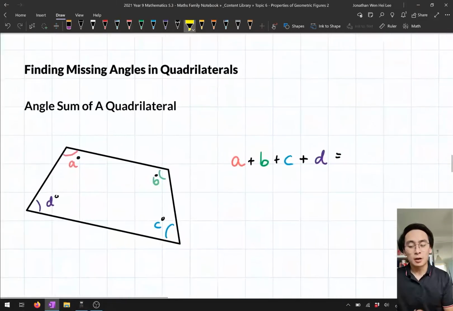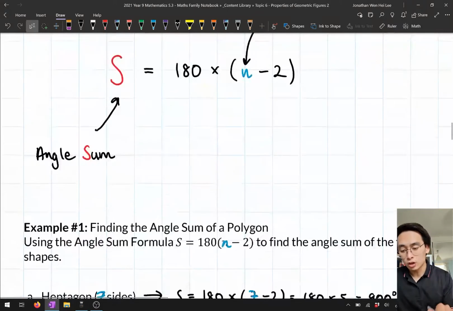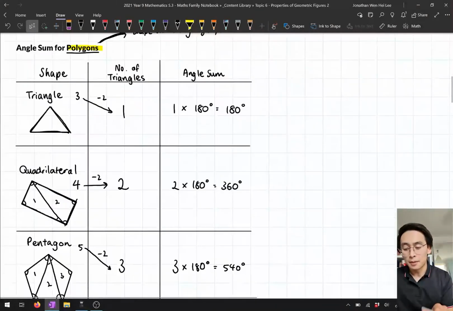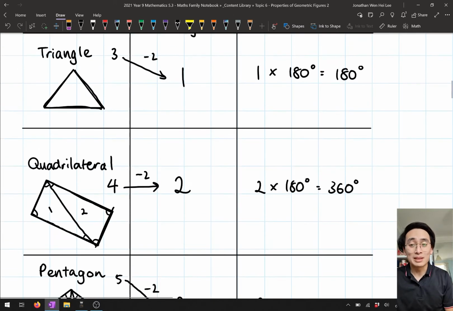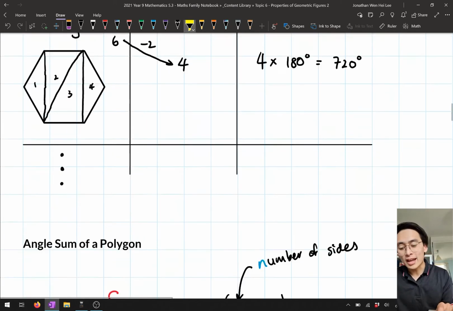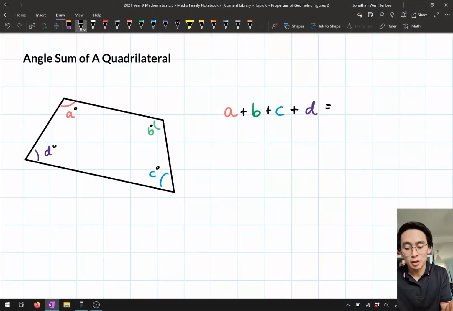Now here, missing angles in quadrilaterals, the angle sum of a quadrilateral. Earlier in this lesson, we talked about this pattern that we noticed, and all the colors went away, and I'm very sad about it, but that's okay. A quadrilateral has 4 sides, and because it has 4 sides, there are 2 triangles that we can fit in it. And so no matter what quadrilateral you have, the angle sum is always going to be 360 degrees. When I add up all the angles inside my quadrilateral, A plus B plus C plus D.